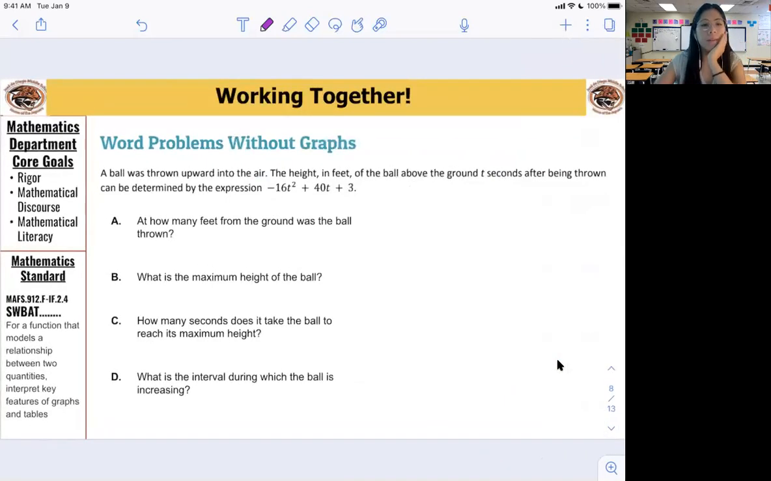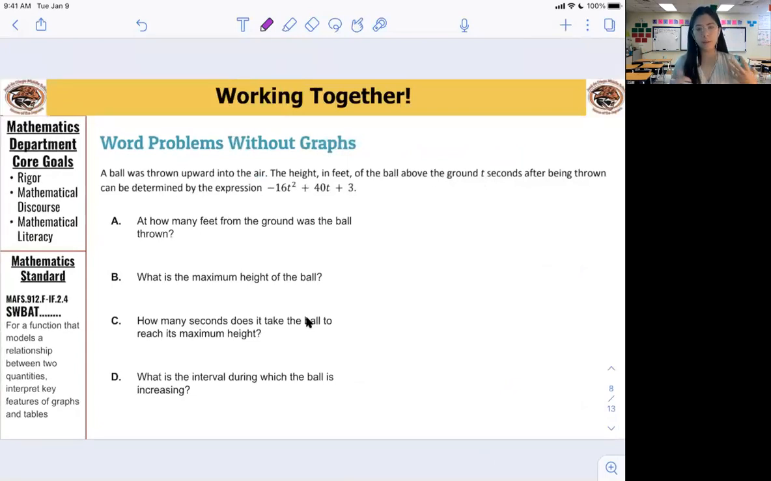Okay. So a ball was thrown upward into the air, and then the height in feet of the ball above the ground, t seconds after being thrown, can be determined by the expression -16t squared plus 40t plus 3. And we have a bunch of questions. So we're going to have to break it all down and think about what do I know and what do I not know, and how do I find what I don't know yet.